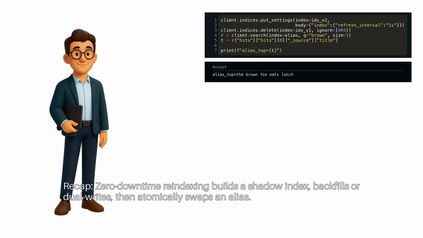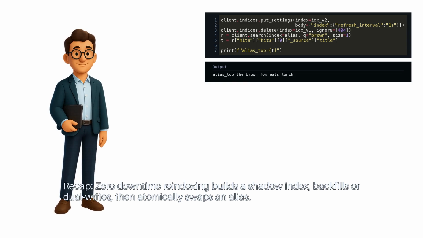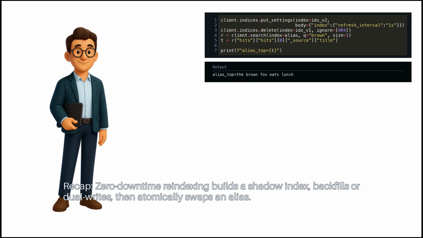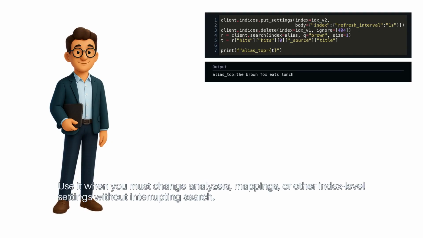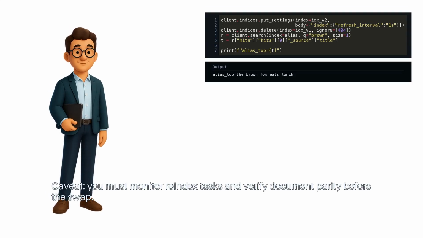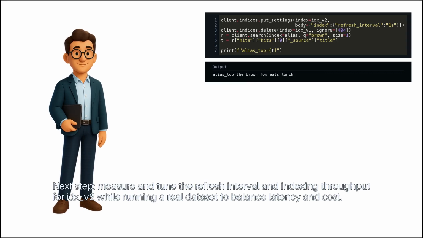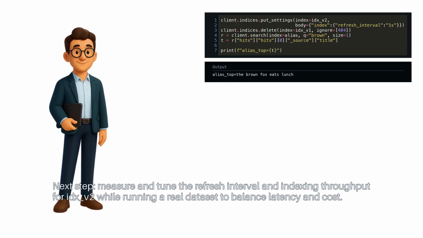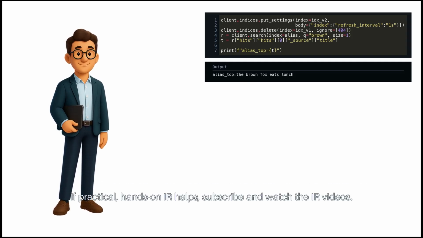Recap: zero-downtime reindexing builds a shadow index, backfills or dual writes, then atomically swaps an alias. Use it when you must change analyzers, mappings, or other index-level settings without interrupting search. Caveat: you must monitor reindex tasks and verify document parity before the swap. Next step: measure and tune the refresh interval and indexing throughput for IDX v2 while running a real dataset to balance latency and cost. If practical, hands-on IR helps.